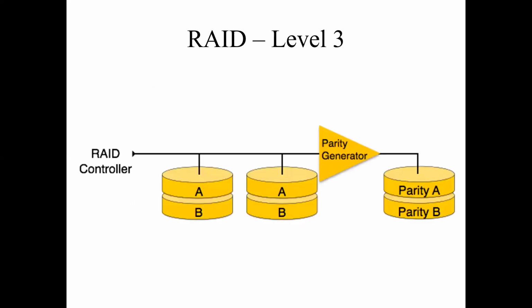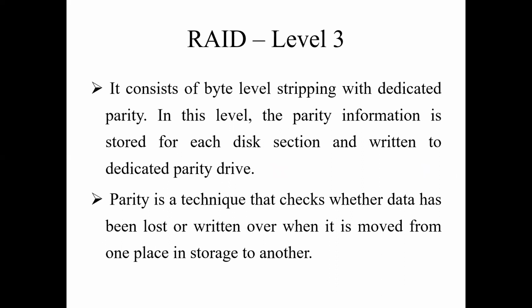And then RAID level 3. It consists of byte-level striping with a dedicated parity. In this level, the parity information is stored for each disk section and written to the dedicated parity drive. RAID 3 stripes the data at byte level across several drives with the parity stored on one drive. Byte-level striping hardware supports efficient use. Parity is a technique that checks whether the data has been lost or overwritten when it is moved from one place in storage to another.